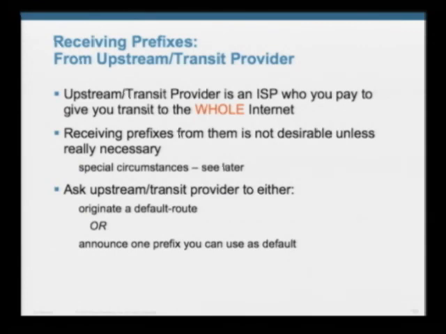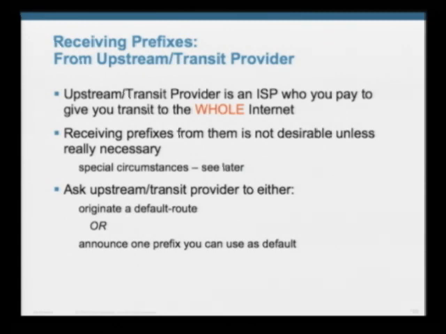Whereas your upstream provider, well, they're the folks who you pay to give you access to the whole internet. So receiving prefixes from them, well, is it really necessary? It says special circumstances, see later. That means, well, multi-homing, traffic engineering. You generally will need to receive some semblance of the BGP table if you want to do traffic engineering or multi-homing. If you want to carry the full BGP table, that's fine too.